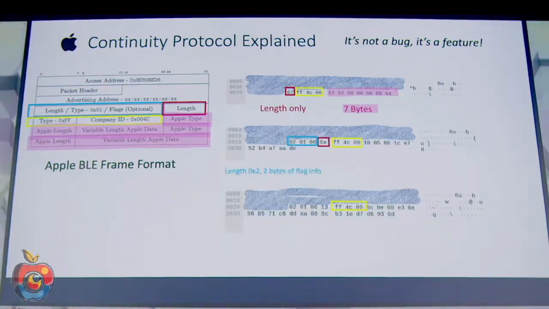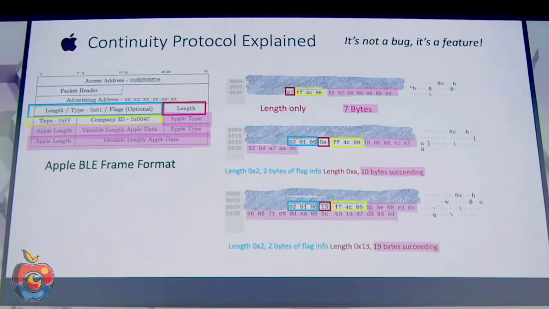And that optional field is like BLE channel information, so it's not really Apple specific, so we don't have to go into what it is, but you see that it's hex 10, which means there's 10 bytes of data. And this other packet also has the optional field, and you have 19 bytes of data.